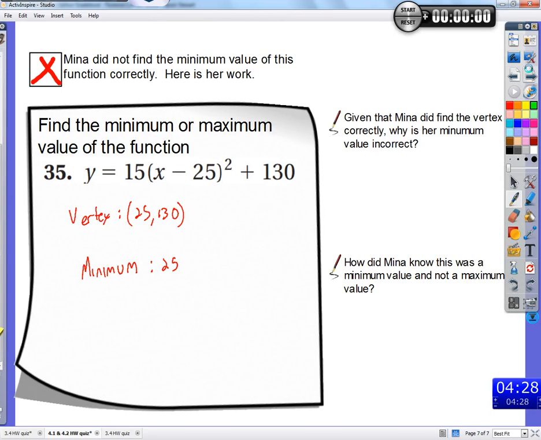Okay, so you can see it says find the minimum or maximum value of the function, meaning it did not find the minimum value of this function correctly. Here's your work. So, given that Mina did find the vertex correctly, she did that correctly, why is her minimum value incorrect? So write that down. Write something down. Kind of a response. Lots of different ways you can answer this.